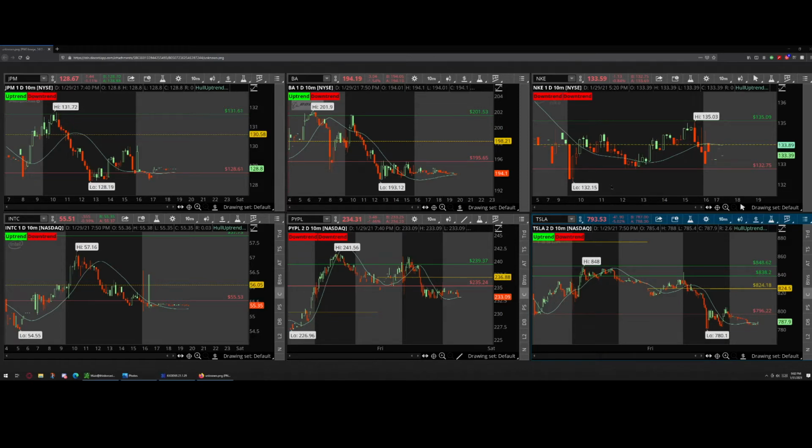Hello everybody, I want to give you a quick rundown on my midpoint strategy. I want to try and make this quick, but I want to give as much detail as I can.